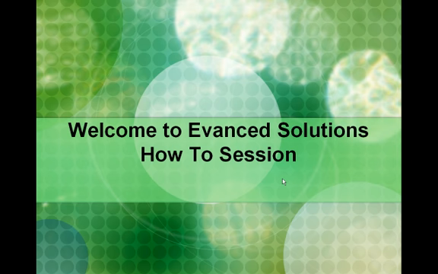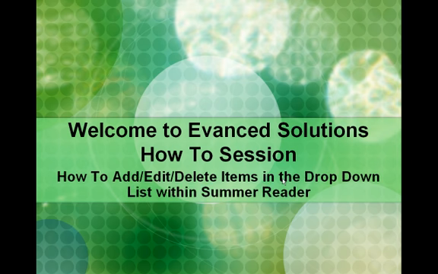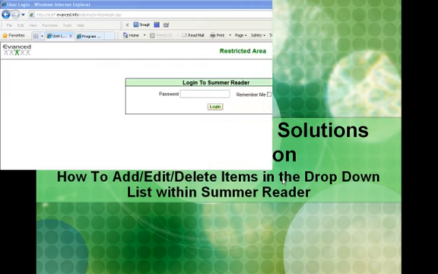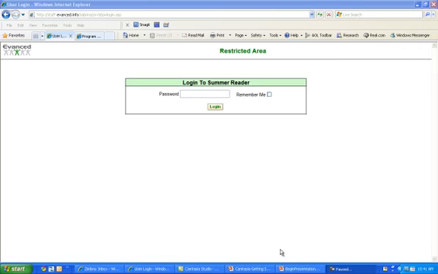Today's session will cover how to add, edit, delete items in the drop-down list within Summer Reader. Let's begin by signing in to the staff side of the Summer Reader program. You will need to know your administrative password to make the modifications to the drop-down list.